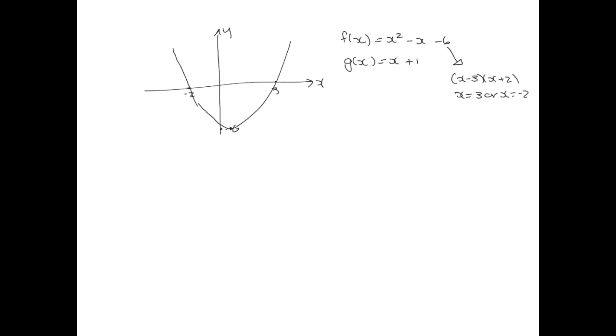Let's just redraw that. Okay, that's my turning point. Now we label it, that's f, and g would be x plus 1, so it is something like that, and that's g.